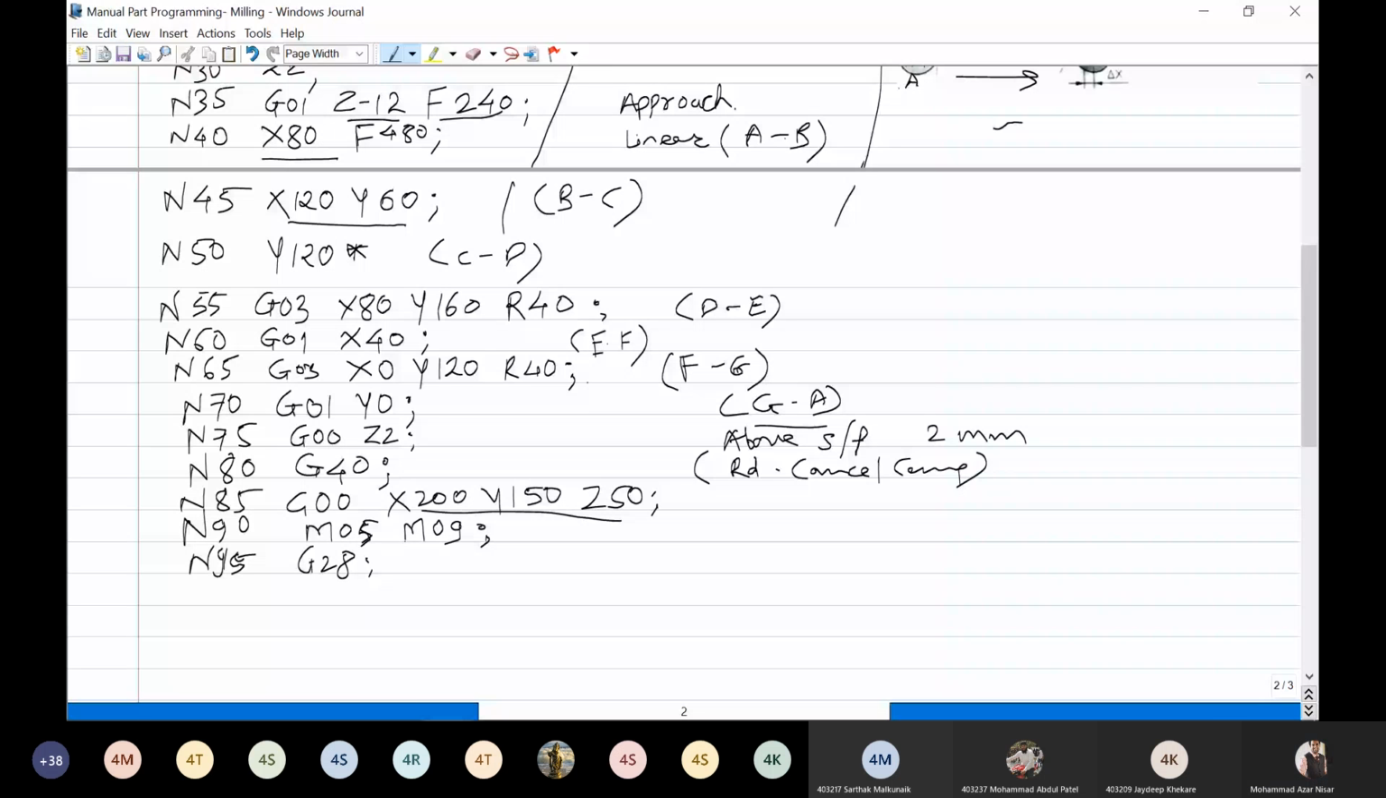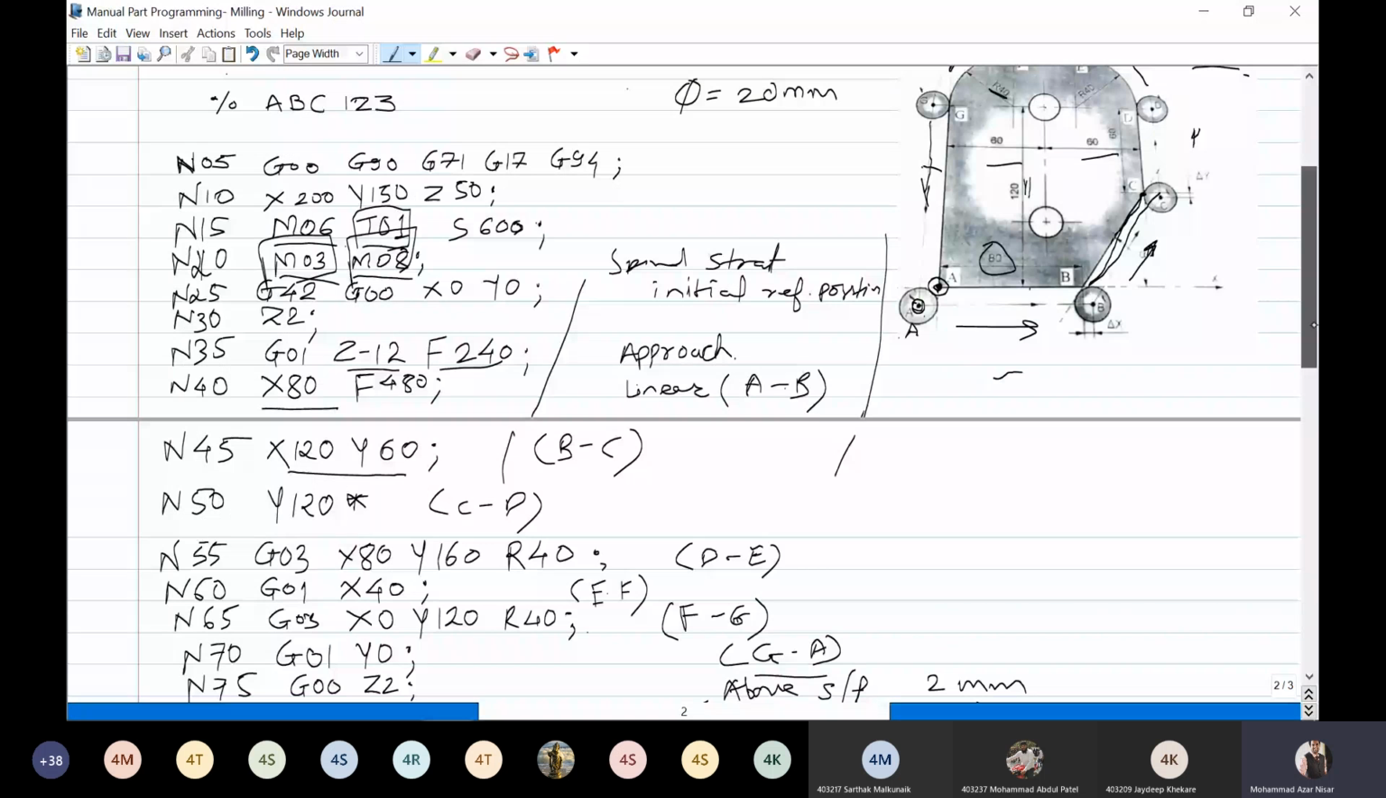So N95 is M02, used if there is no further operation or further component for machining. And if you want the same component to be machined again, then you have to use M30. At this time the program will stop and reset. Okay, so this will complete your part programming.